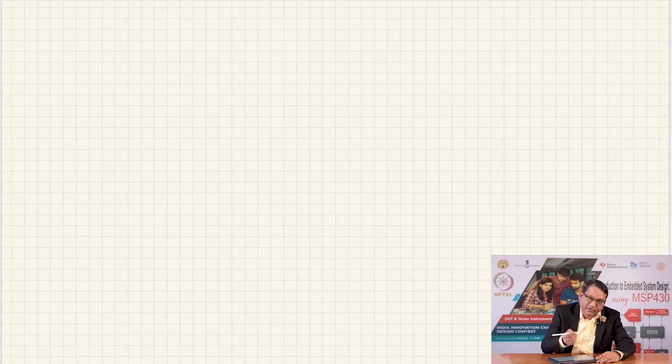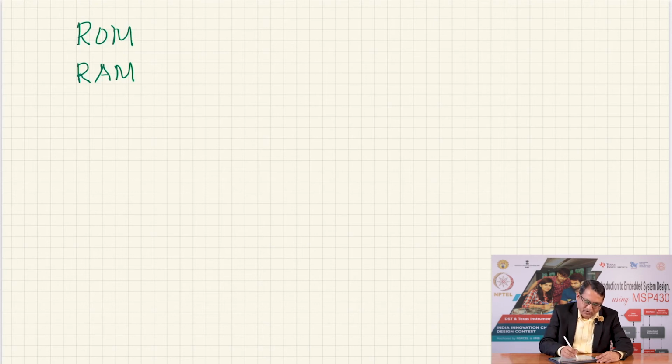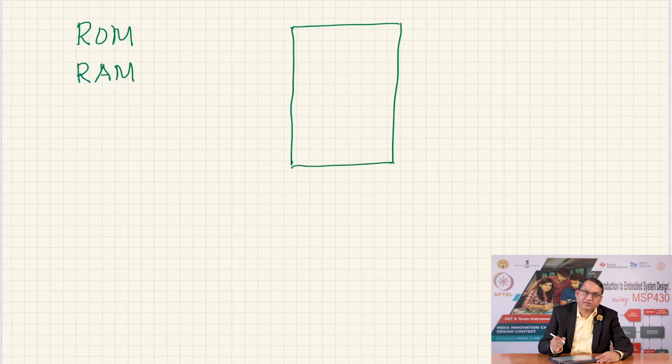So, broadly we need 2 types of memories. One is the ROM and the other is RAM. A ROM device would have, of course, all electronic devices need a power supply pin, that goes without saying. So, it requires a VCC and a ground, and right now we are considering the ROM. So, I am going to cross this.